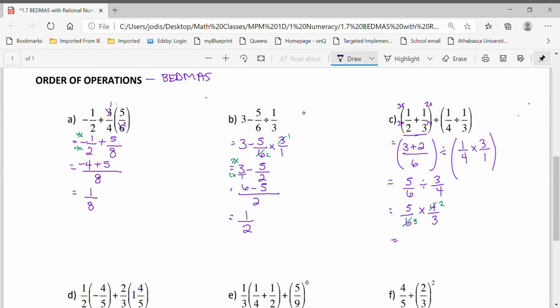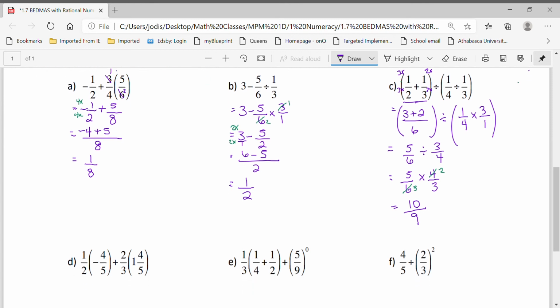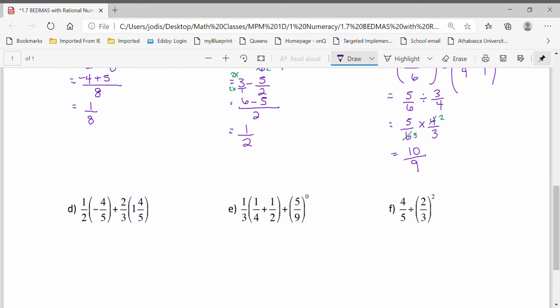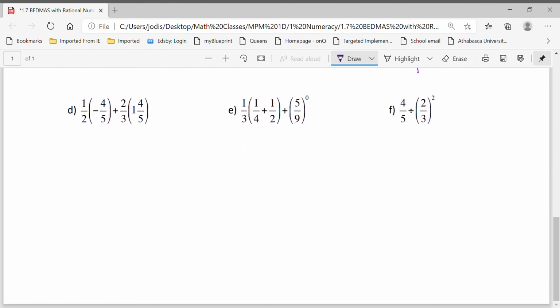Okay, so now we can just multiply across the top. 5 times 2 is 10, and on the bottom 3 times 3 is 9. And we can just leave it as an improper fraction like we were doing yesterday. Okay, so moving on, I've got 3 more examples here. Okay, so these ones are a little bit tougher, a little longer.